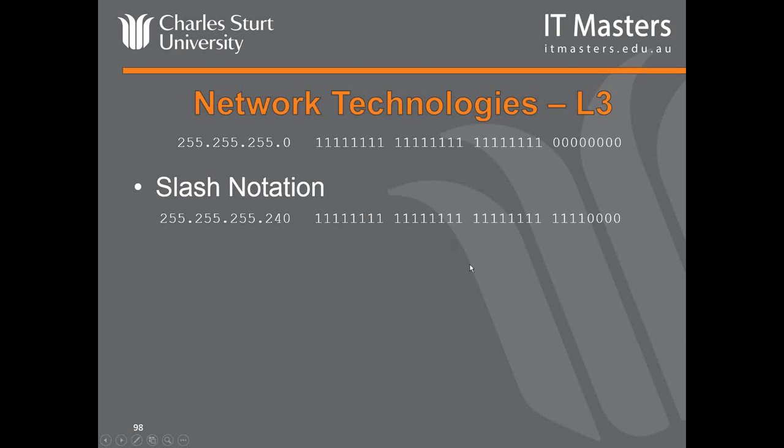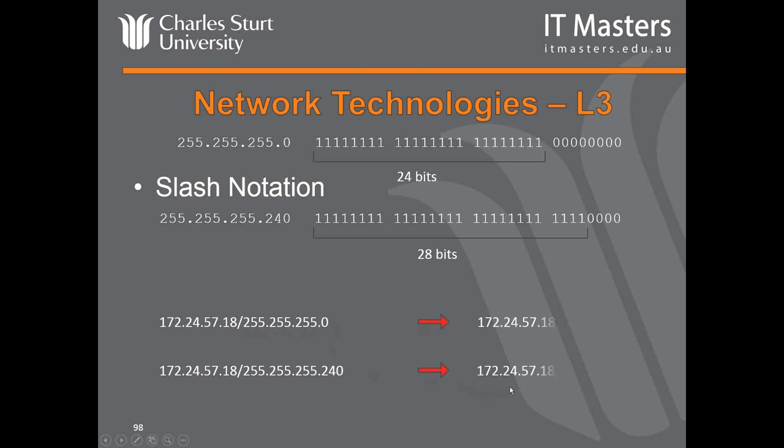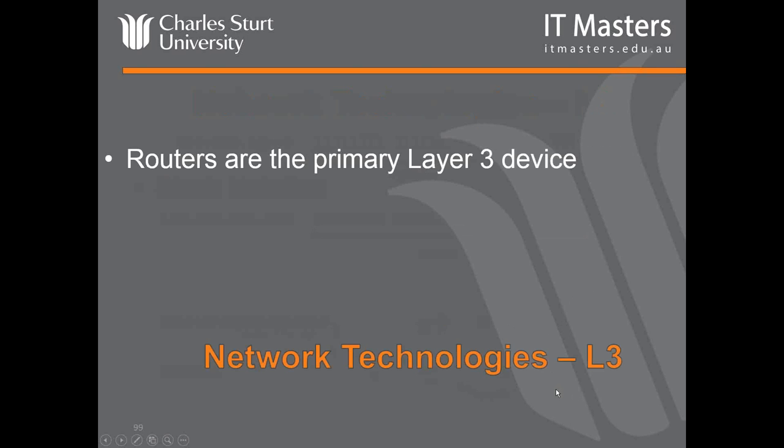What we're doing in slash notation is counting how many ones we actually have. Here we have 8, 8, 8, 24. 8, 8, 8, and 4, 28. So when we're looking at this, we can say we have 24 bits of the network, 28 bits of the network, and that means our C class or our 240 become, respectively, a slash 24 or a slash 28. That's what we're doing when we're calculating that.